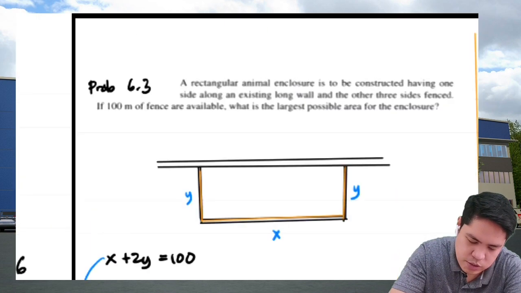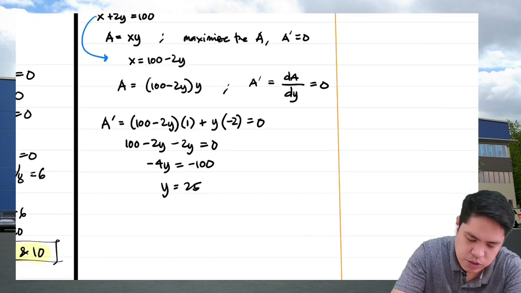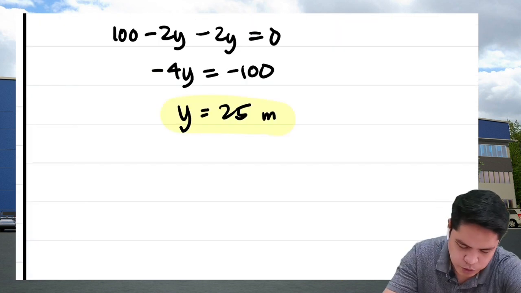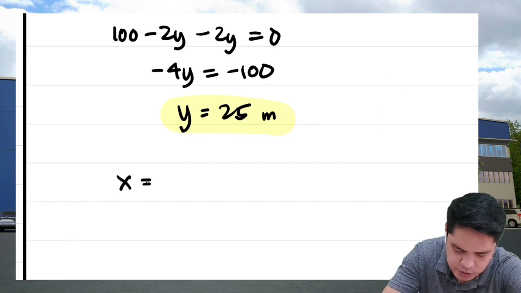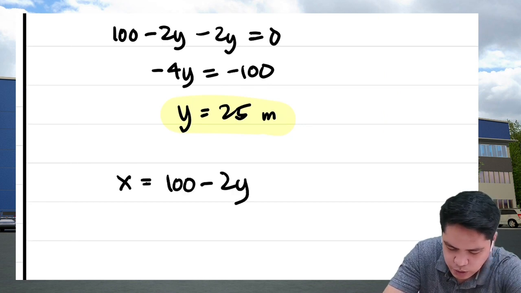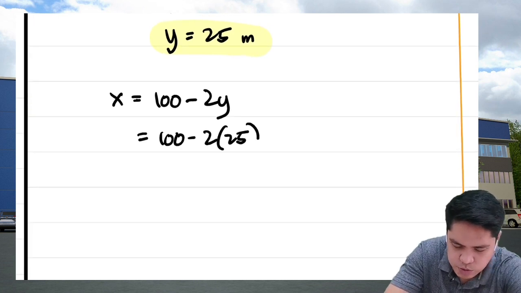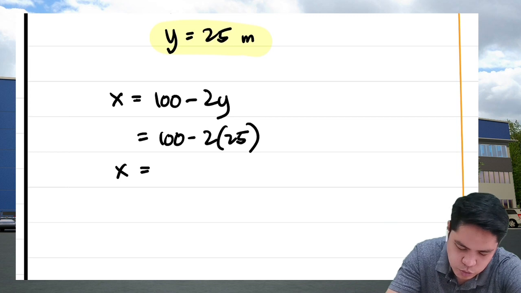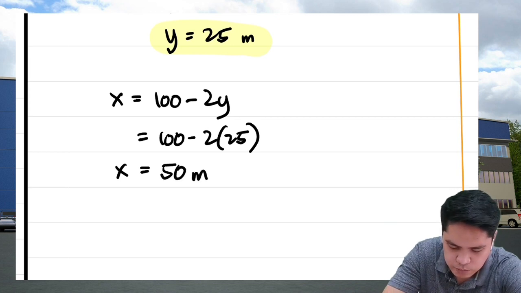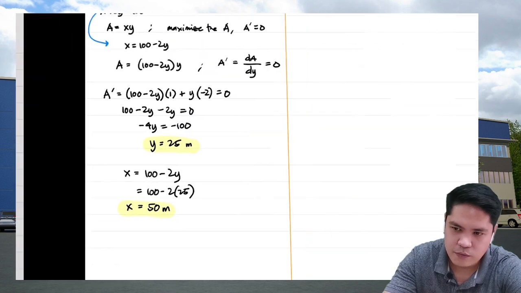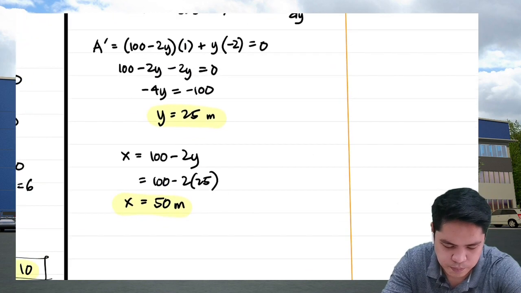Then y is equal to 25. So, since the given is in meters, the fencing, so y is 25 meters. So, if y is 25 meters, since x is equal to 100 minus 2y, that means x is equal to 100 minus 2 times 25. Which is equal to 100 minus 50, that's 50 meters. So this is now the answer for the largest possible area for this setup, okay, for the enclosure.